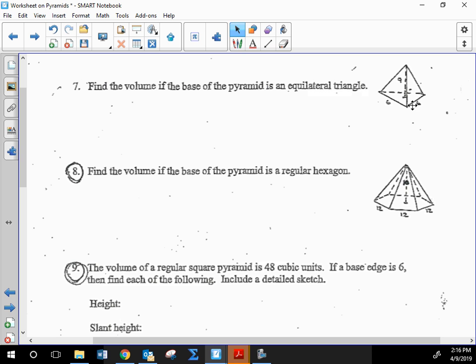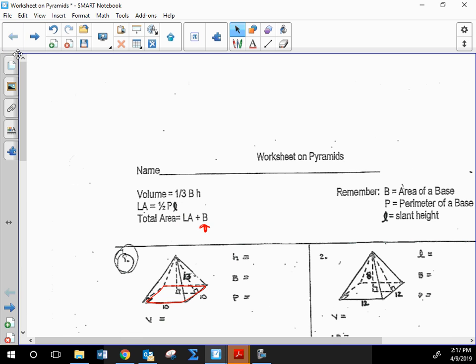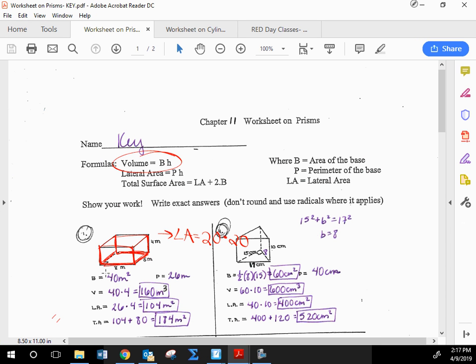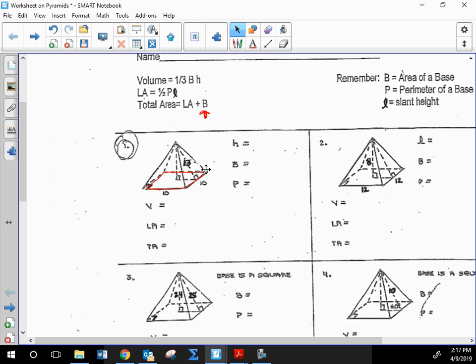So we have an equilateral triangle as one of our bases. I have a hexagon as one of my bases. Again, I can have any shape for my base. Now, with our prisms, our lateral faces were all rectangles. What do we have for our lateral faces on our pyramids? What are our lateral faces? Triangles. So our lateral faces are triangles.